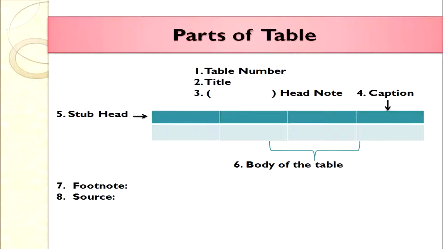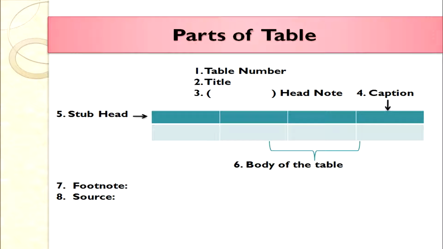Next, we are going to discuss the parts or format of a table. When we discuss the format of a table, we count 8 elements in it. So, we have to remember that when we talk about the format of a table, we need to discuss 8 concepts. Very first, table number. Every table must have a table number. Second, title. Every table must have a title. Third, head note, which is given in brackets and tells you additional information about the title.